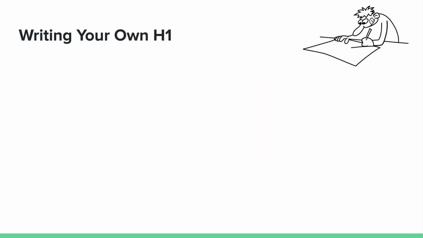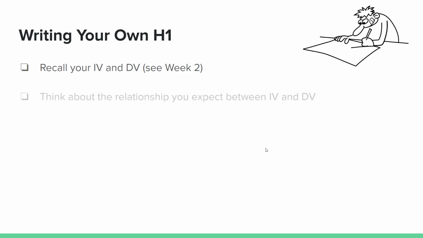When you get to your own hypothesis, you want to first recall what you chose as your independent and dependent variables. If you have trouble remembering, you can go back to week 2, where you let me know which variables you wanted to study. That will give you your IV and DV. Then think about the relationship you would expect between your independent variable and dependent variable.